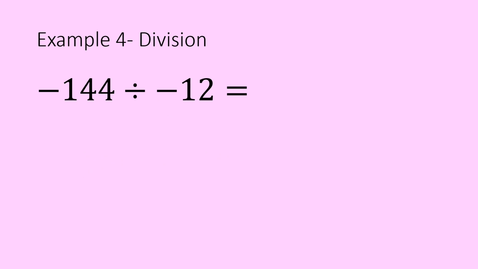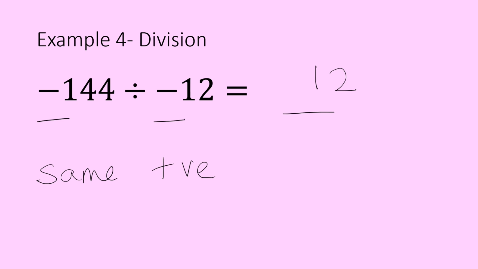Now we've got -144 divided by -12. Let's deal with the numbers part first. So 144 divided by 12 is 12. Now let's look at the signs. So we've got a minus sign there and a minus sign there. So the signs are the same. So the answer is going to be positive. So we can leave our answer as 12.